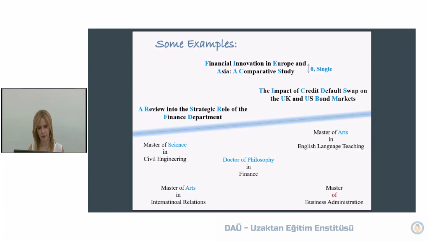Let's look at another example. The Impact of Credit Default Swap on the UK and the US Bond Markets. Again, in this example, we are typing the first letter of each word in capital, but the words like of, on, the, and we are keeping in small letters. In the third example, A Review into the Strategic Role of the Finance Department. Again, we're starting the first letter of each word in capital letters, but the words like into, the, of are staying in small letters.